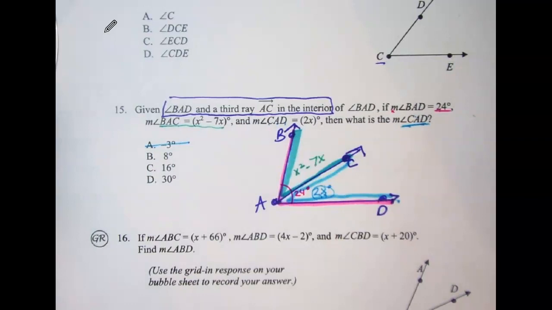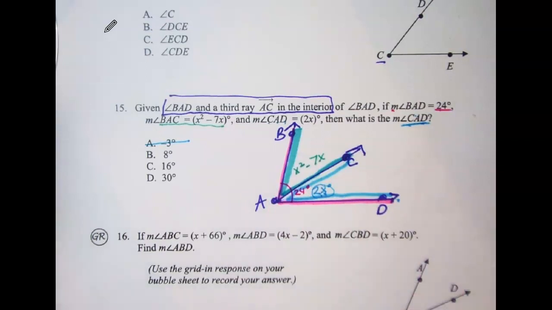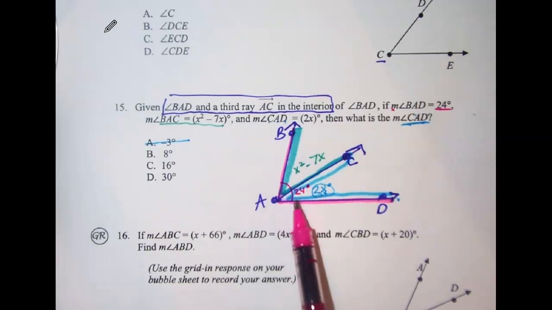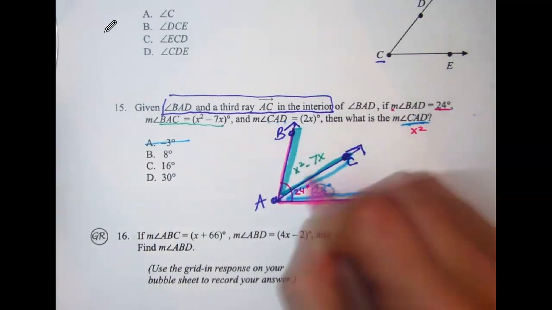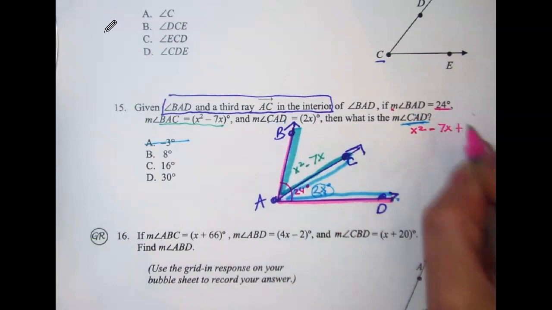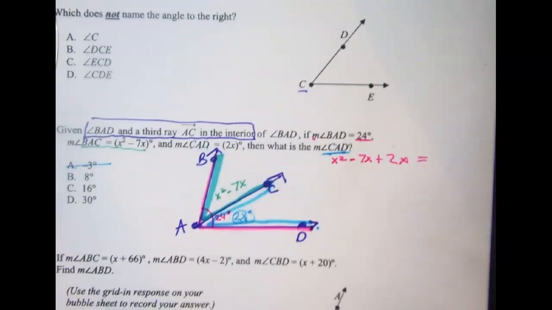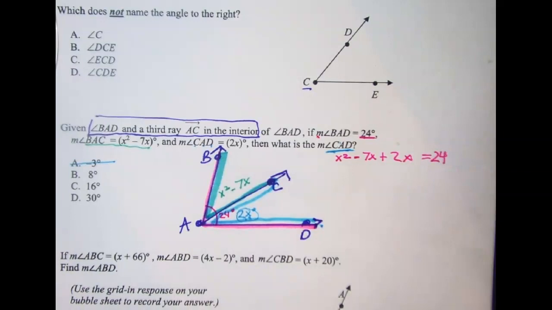Now remember, when we have a total, we're going to set everything equal to that total. We're adding it together, so we know this side plus this side equals the total. So I'm just going to start with x squared, that's one of the sides, minus 7x plus 2x, that equals our 24. You add them together.